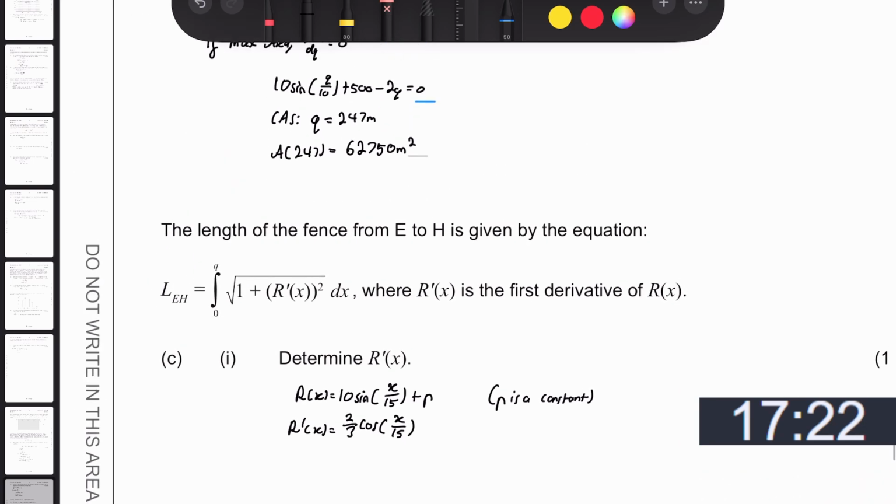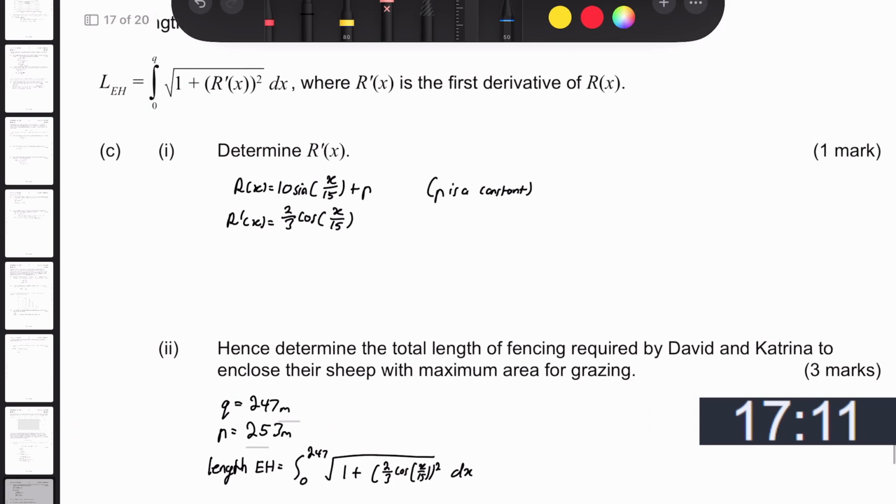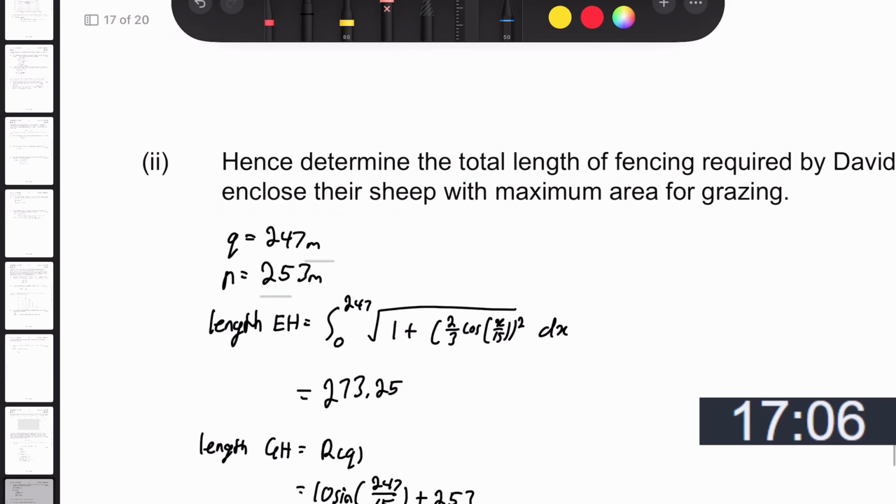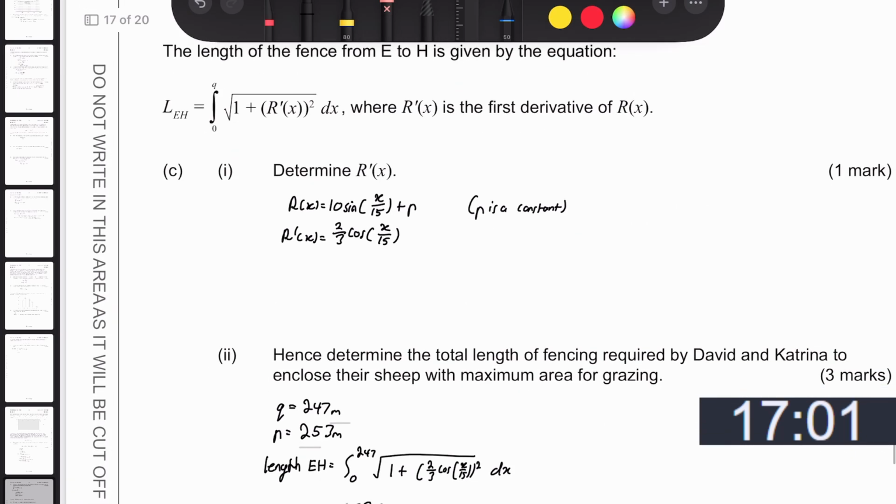And then r of x is going to be, so differentiate 10 sine x of 15, 213 cosine x of 15. Q equals that. So then I want the integral from 0 to 2q, so 47, square root of 1 plus this bad boy. Oops. I'm going to put u inside there. Then I want to square u, and I say dx.